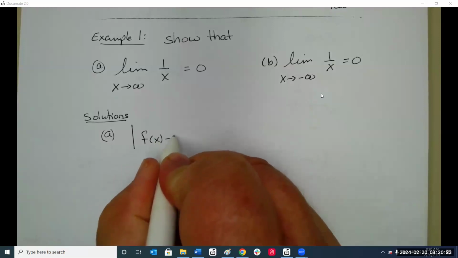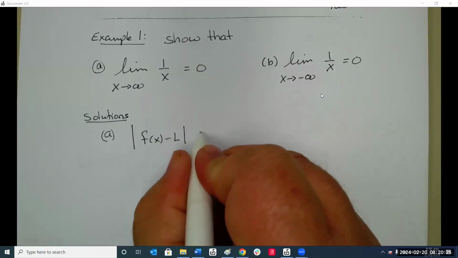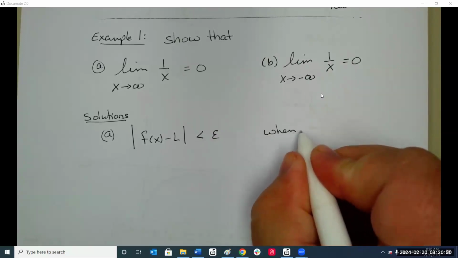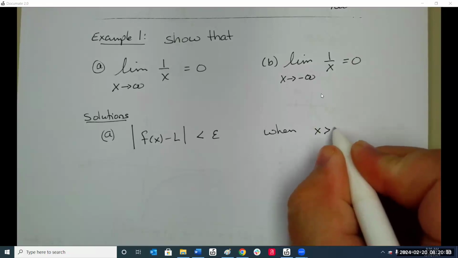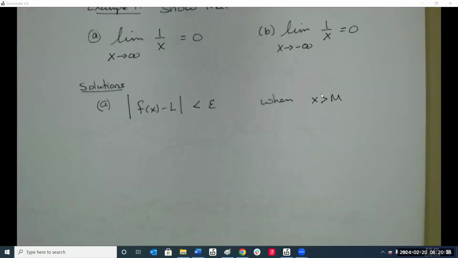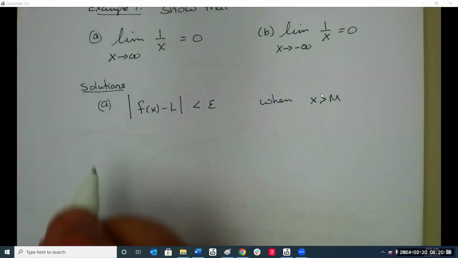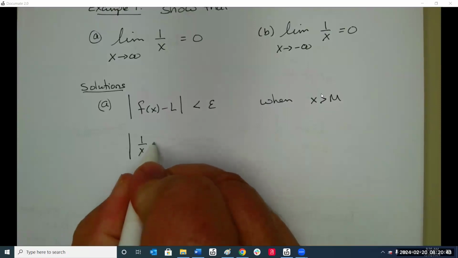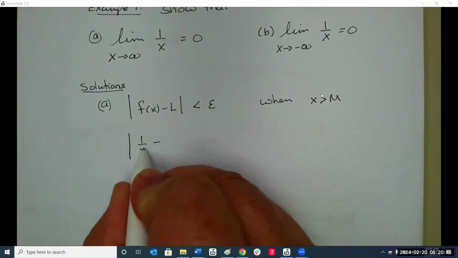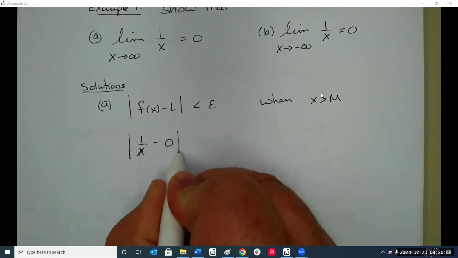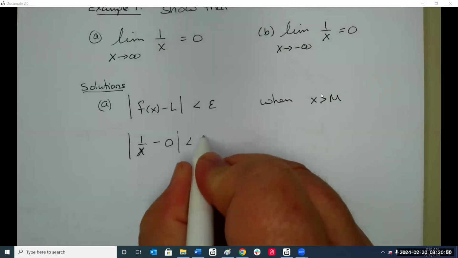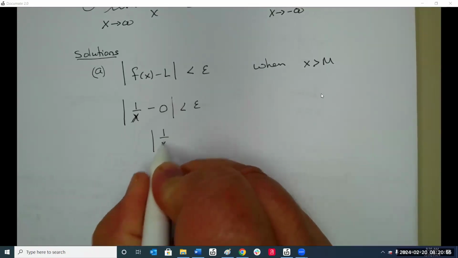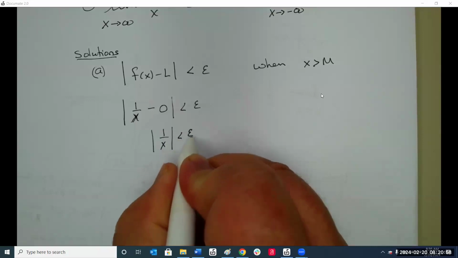|f(x) minus L| is less than epsilon when x is greater than m. So what is f in this first one? What is f of x? 1 over x. What is L? The limit is 0, which means that |1 over x| is less than epsilon.